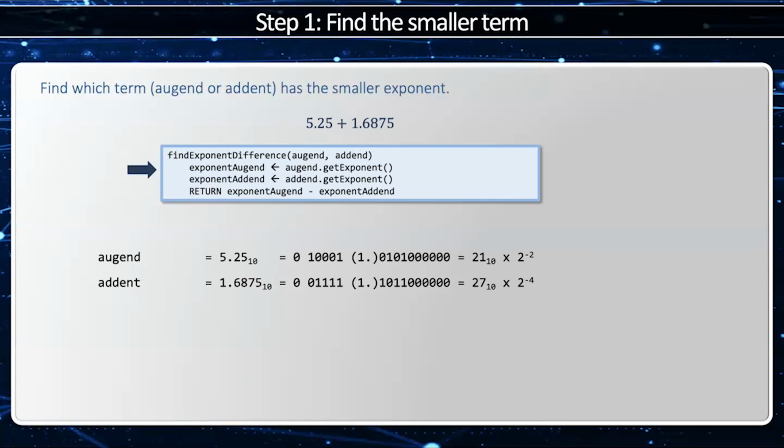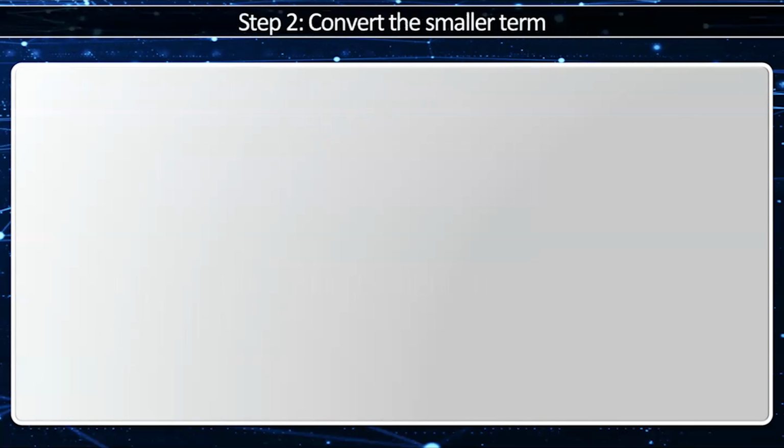Therefore, the exponent of my augend is going to be negative 2, and the exponent of my addend will be negative 4. When I find the difference, that's just going to be 2, which means I have to shift the decimal over 2 slots with the smaller of the two. Notice my smaller of the two is the augend because it has a 2 to the negative 2 exponent, even though it's the bigger of the two numbers.